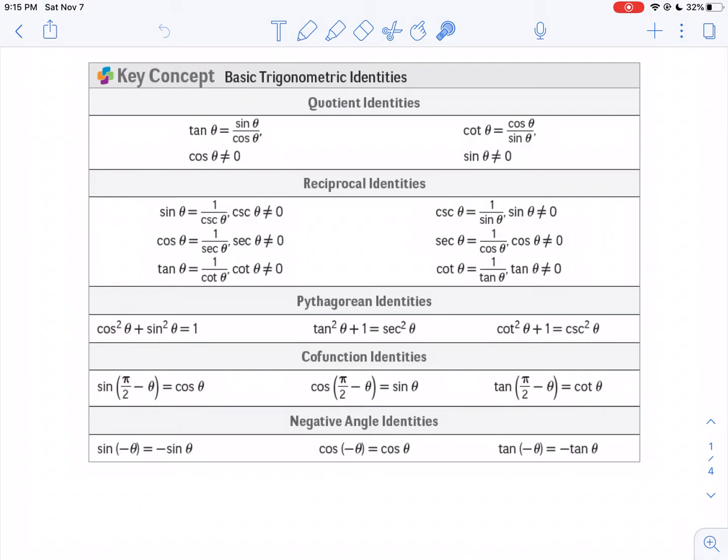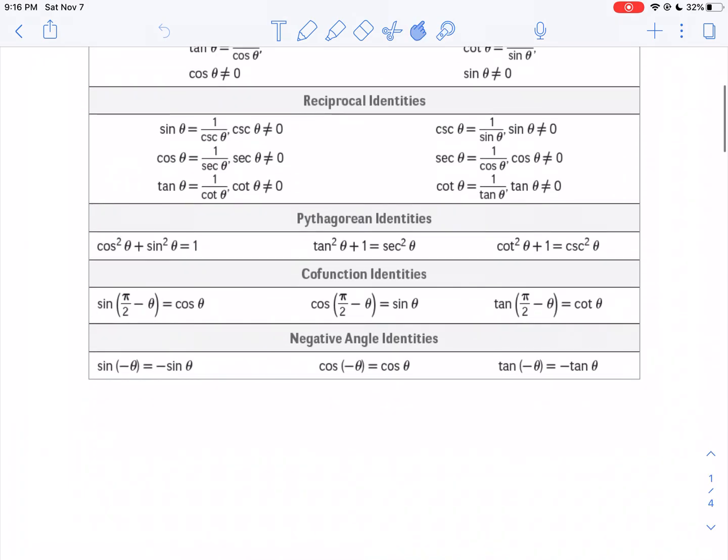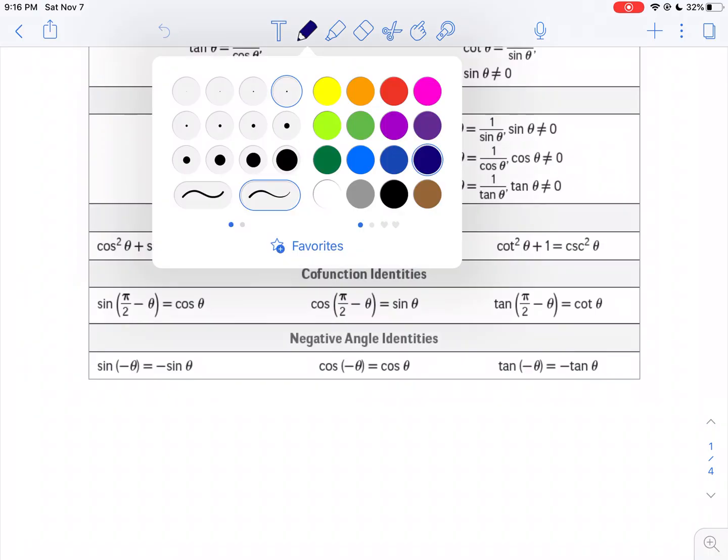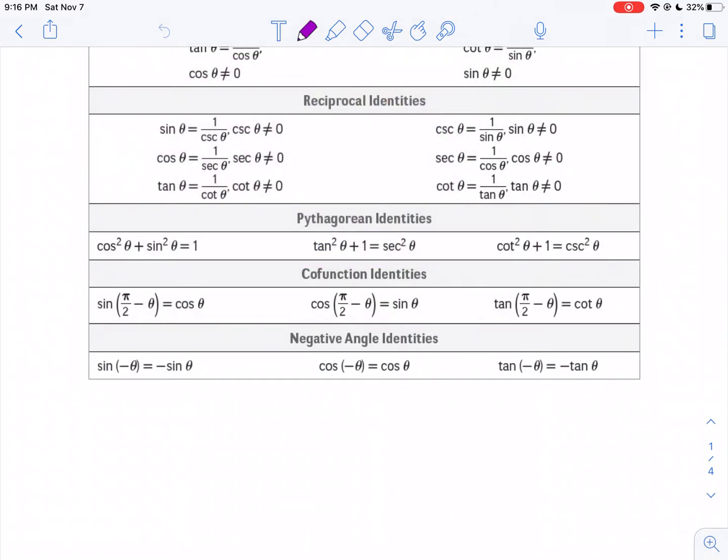Cosine squared plus sine squared equals 1. Tangent squared plus 1 equals secant squared, and cotangent squared plus 1 equals cosecant squared. They're called the Pythagorean identities because they come straight from the Pythagorean theorem. If we think of the Pythagorean theorem as x squared plus y squared equals r squared.